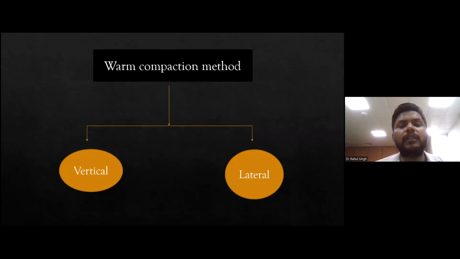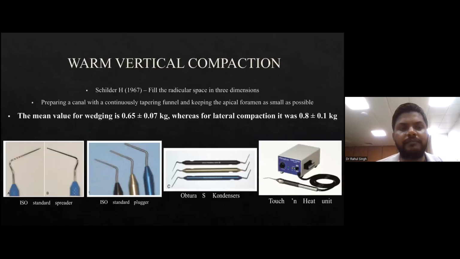Coming on to the warm compaction, it can be vertical or lateral. We'll be talking in depth about the warm vertical compaction. It was introduced by Schilder way back in 1967 and fills the radicular spaces in 3 dimensions. It involves preparing a canal with a continuously tapered funnel and keeping the apical foramen as small as possible, which is the rationale behind your preparation also. We should not enlarge the apical foramen, because there are studies which directly correlate the size of the apical foramen with the failure of the root canal treatment. So the apical foramen should be as small as possible.